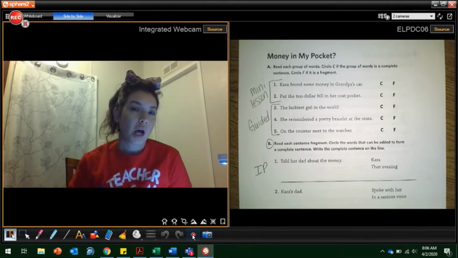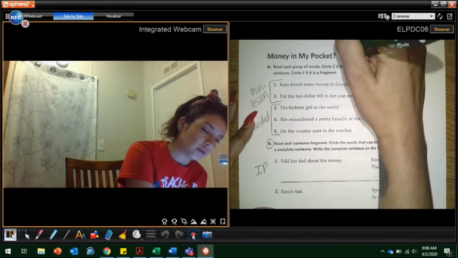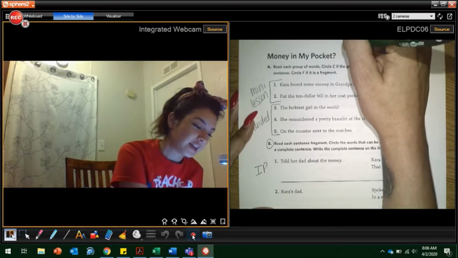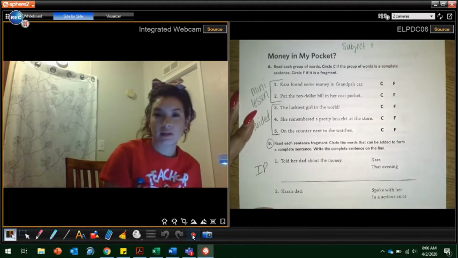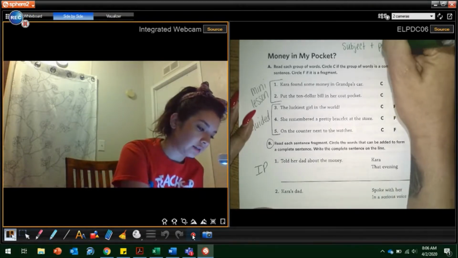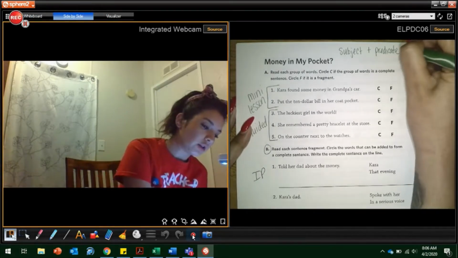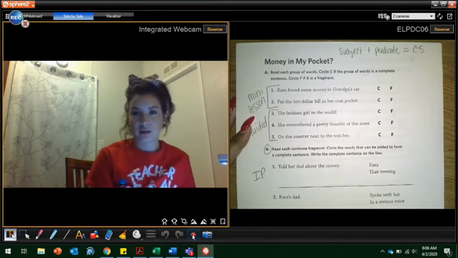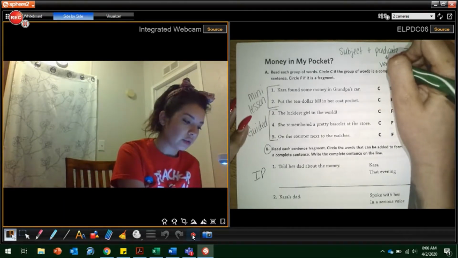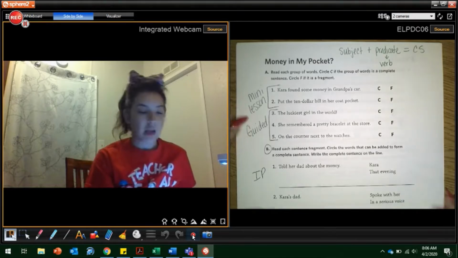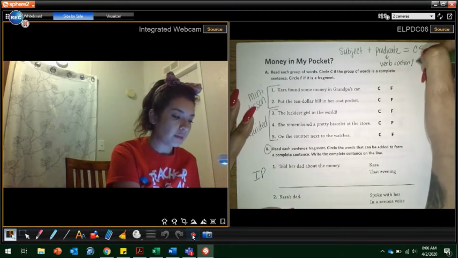So when we're looking at a sentence, okay, it has 2 parts. What did I just say they were? A subject plus a predicate equals a complete sentence. Okay? Now a predicate always includes a verb. Okay? Now a verb is an action, or it can be a linking verb.